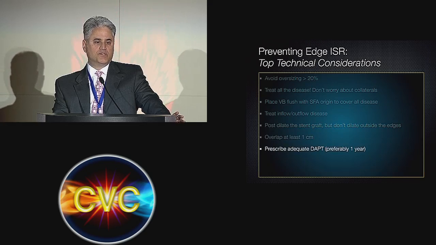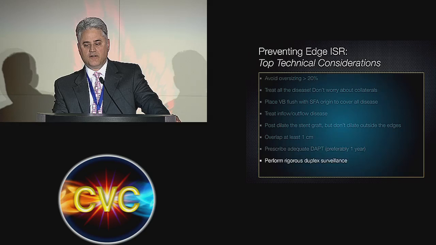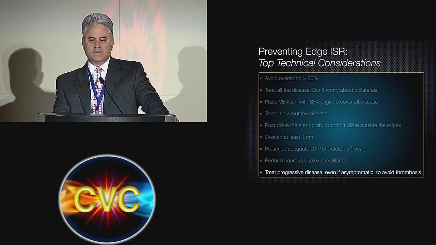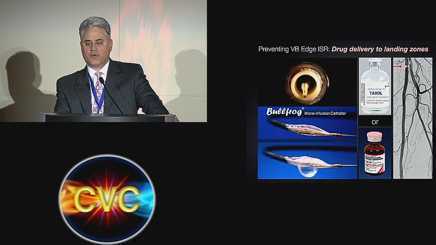And I usually will prescribe a full year of dual antiplatelet therapy and perform very rigorous duplex ultrasound. I think that's critical. And even if the patient is asymptomatic, if they develop progressive disease, bring them back and fix it to avoid thrombosis.